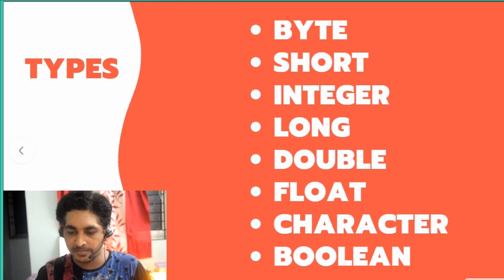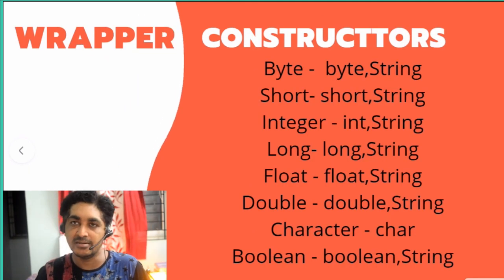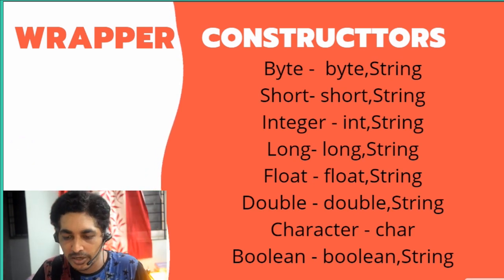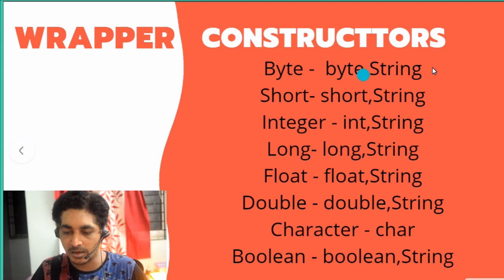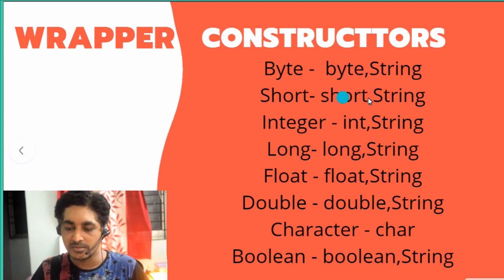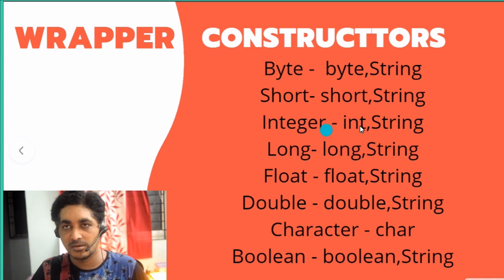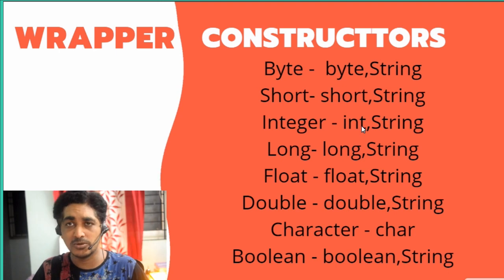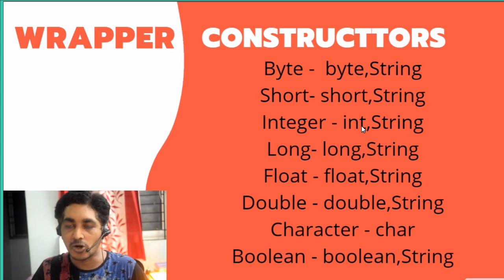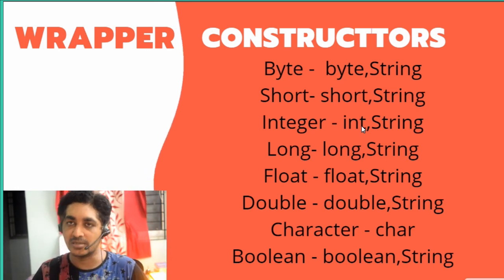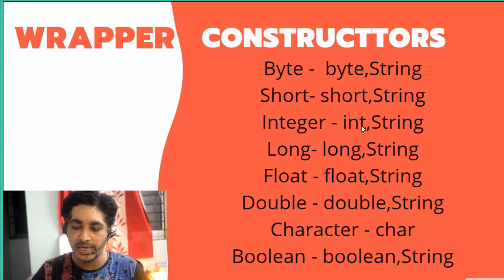So next, how we can create a wrapper class, how we can create a non-primitive data type. Here we can create using a constructor. So either you can pass a byte string, otherwise you can pass a short string, we can pass even an integer. So either an integer you can pass or a string you can pass. Any of these things you can use, and you can create an integer object, short object, byte object, float object, double object.